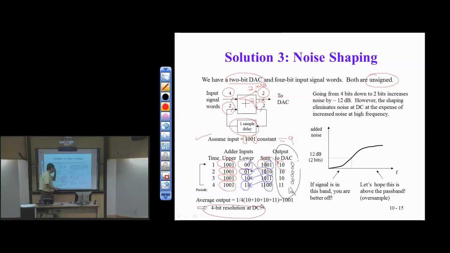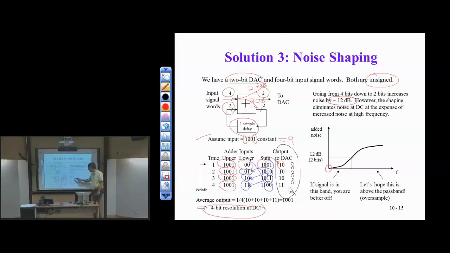Now, more generally, if we go from 4 bits to 2 bits, we know from the quantization noise formula that the SNR for amplitude quantization is 6 dB per bit. So if we reduce 2 bits, we should lose 12 dB of SNR. And if we don't do any noise shape feedback coding, then that loss goes over all frequencies equally. But with this noise shape feedback coding, we don't lose anything at DC. DC is just as good as it was.